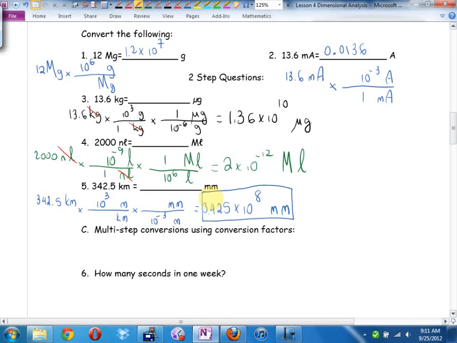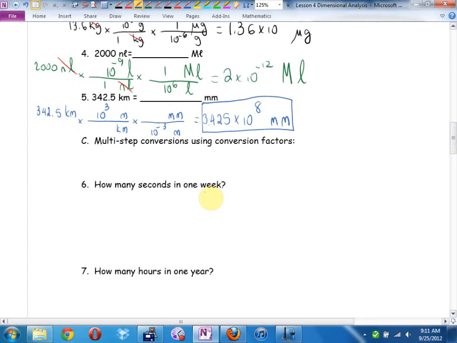How many of you got that? Most of you? Few of you? Some of you still working? Who's in chemistry? You'll be doing this in chem too. If you wrap your brain around using conversion factors, A, the math, when you get the hang of it, isn't too bad. B, it really cuts down on your memorization. Let me give you an example. Part C says, multi-step conversions using conversion factors.